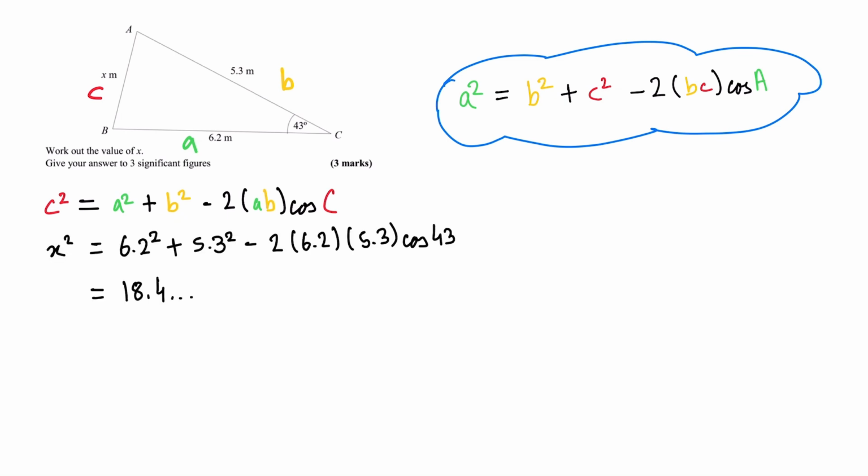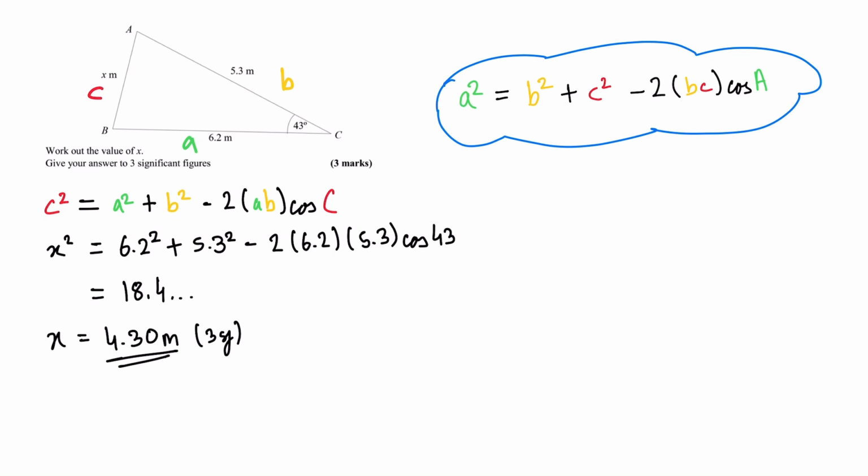So I've just subbed in all of the values that we know here now. I've subbed in a, b, and the angle C, which is 43 degrees. And that simplifies down to 18.4, but that's x squared. We want to find x, so we just square root it, and that gives us 4.30 to three significant figures.